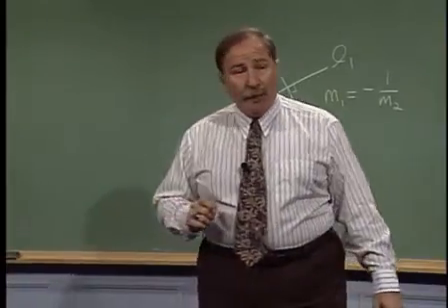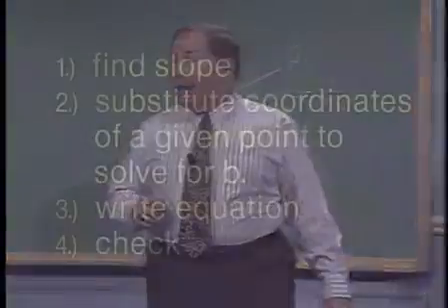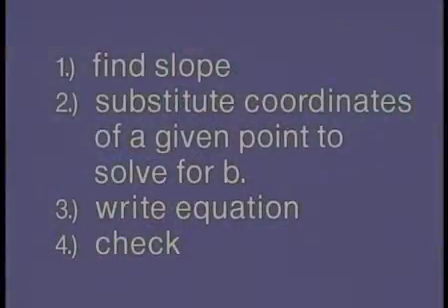The third step, which a lot of people leave out, and when my students leave it out, they don't get full credit because the problem asks for the equation of the line. Write the equation of the line, and then check. If you're given 2 points, check with the point you did not use in step 2. If you're given only 1 point, that's the only point that you can check with.